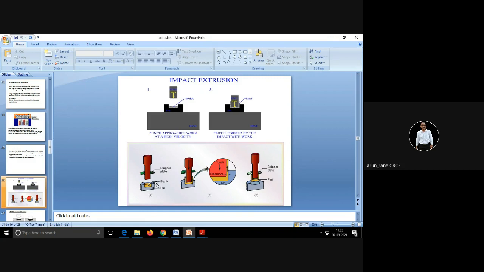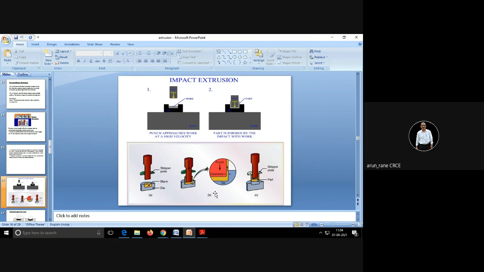So this is a blank. Blank is nothing but the raw material. Okay. This is a stripper plate. Stripper plate is used for ejection. And then you have a punch which is going down. This is what the punch is. Punch approaches work at a high velocity. And then depending upon the shape of the cavity, the part will be formed by the impact.